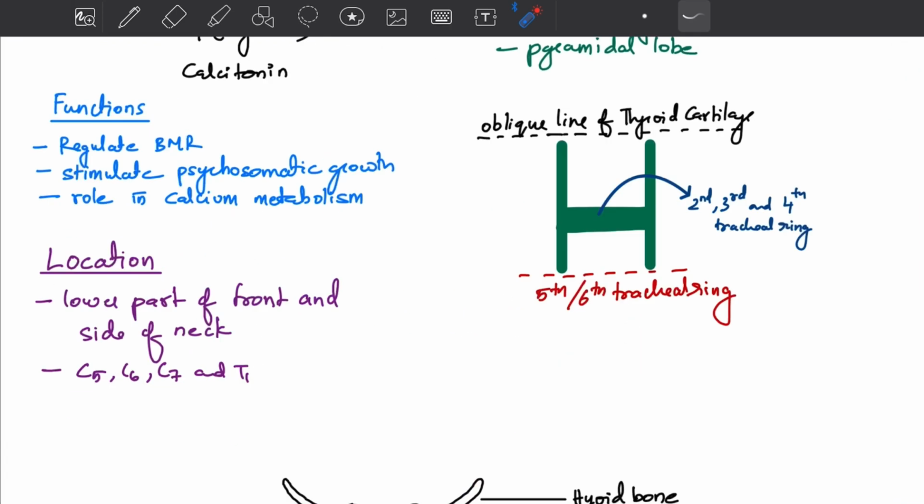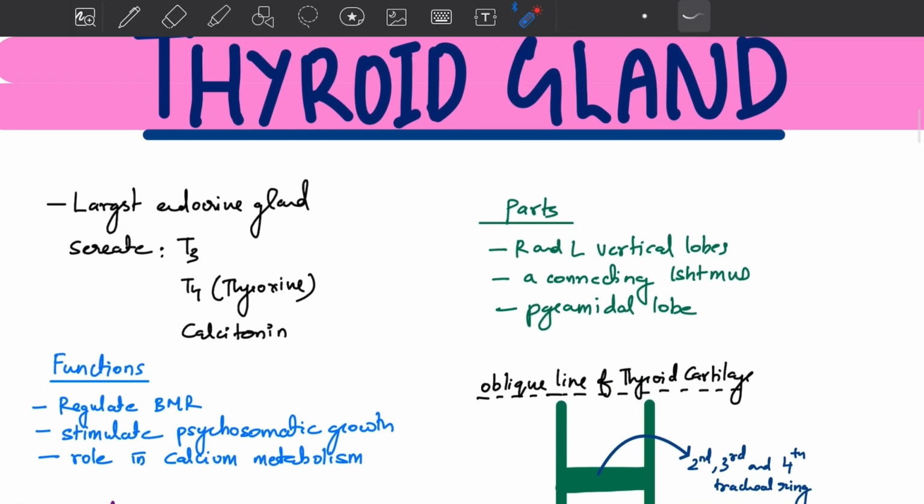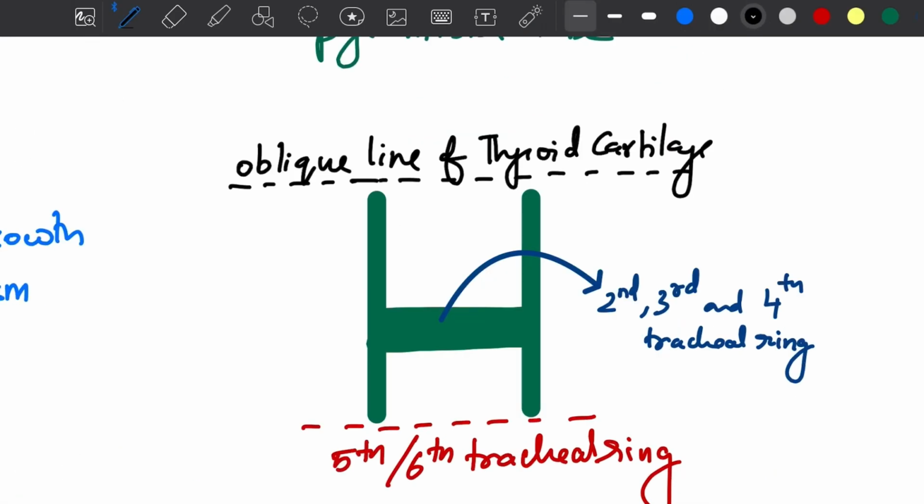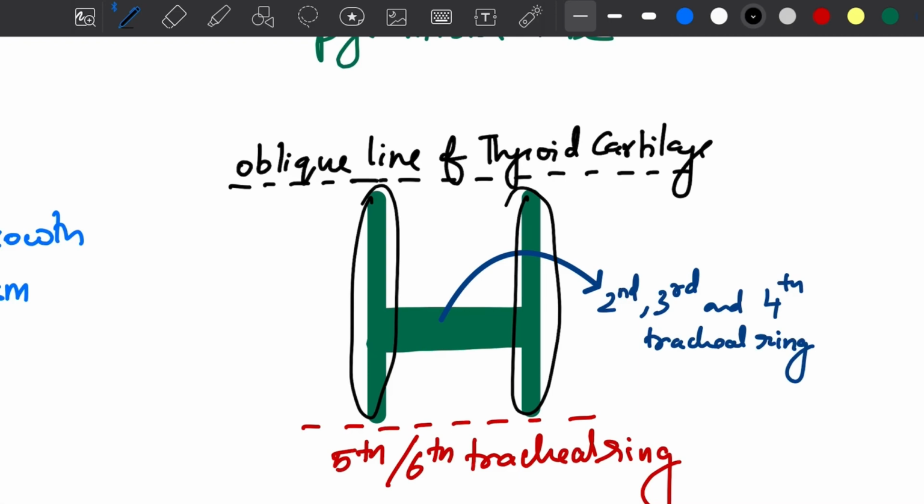Location: it is located over the lower part of the front and side of the neck and anterior to C5, C6, C7 and T1 vertebrae. Coming to the parts, it contains right and left lateral lobes, a connecting isthmus and a pyramidal lobe. Coming to the extent of the gland, these are the two right and left lateral lobes, and these extend from the oblique line of thyroid cartilage towards the fifth or sixth tracheal ring. This is the isthmus and it lies in front of the second, third and fourth tracheal rings.